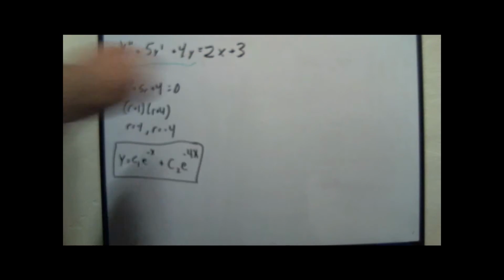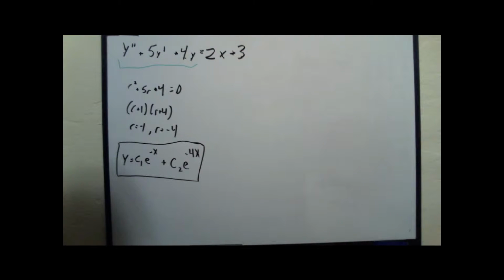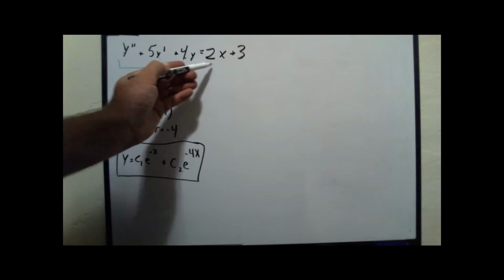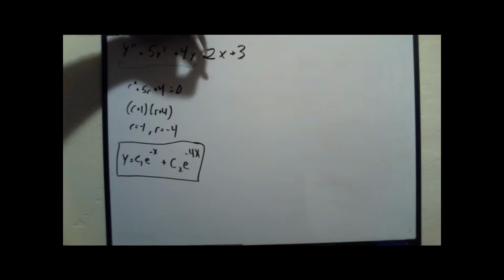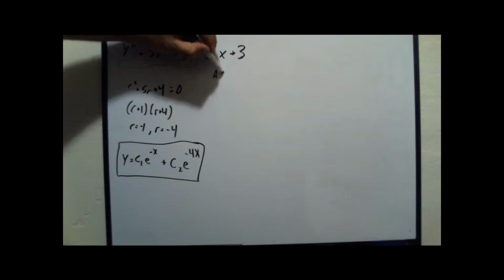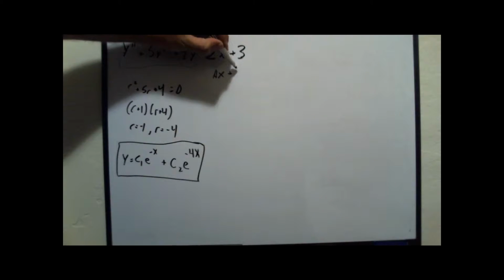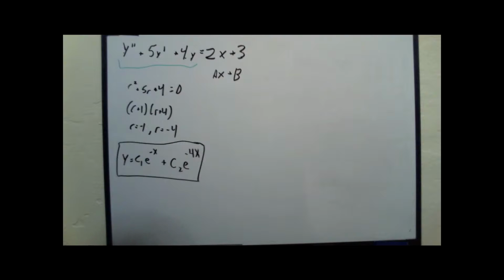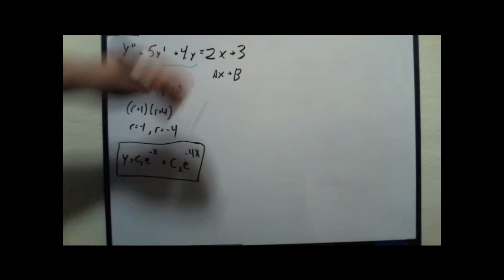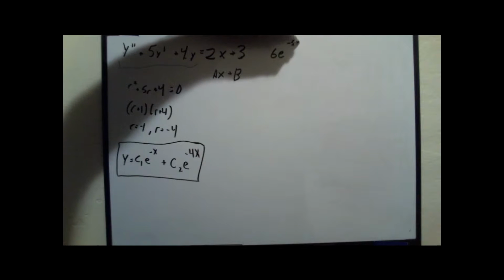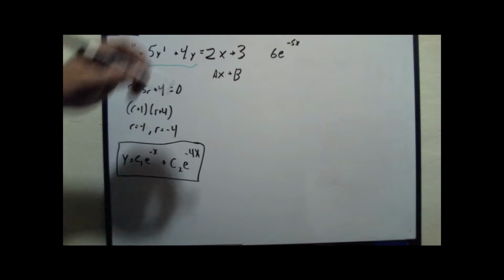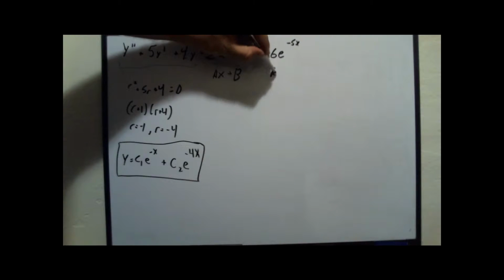So I've got 2x plus 3. And what do I do now? I want to copy this same structure. I have a number being multiplied by x plus 3. So I'm going to say a number being multiplied by x plus another number. If this was something like 6e to the negative 5x, just making that number up, then I would say a e to the negative 5x.